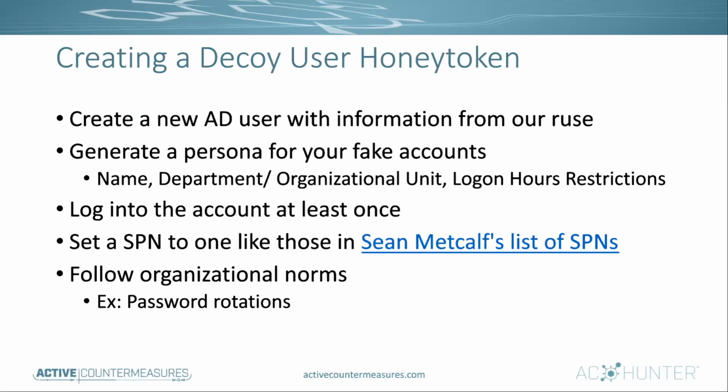Let's take a look at how we might create a decoy user honey token once we have those audit policies in place. So you're going to need to create a new Active Directory user. You're going to want to follow any organizational norms that you have around creating and enrolling users, just so that way if an attacker's poking around, it looks like it blends in. You're going to want to log into that account at least once, because you can filter on the last login date. And if it was never logged into, that's a really easy way to reject that user account as an attacker. You're going to want to make sure that it has some sort of admin privileges.